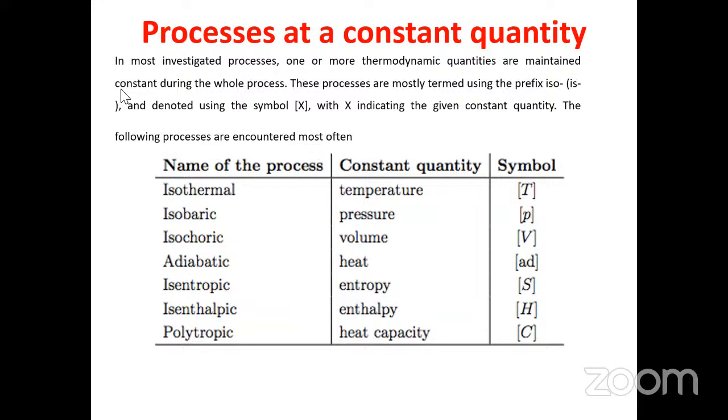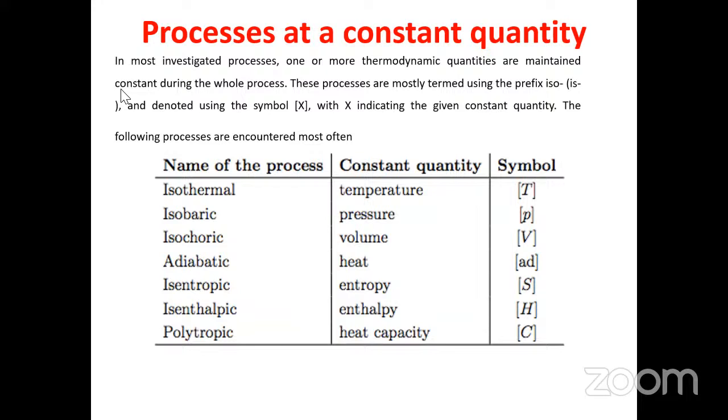So the processes at constant quantity now. In most investigated processes, one or more thermodynamic quantities are maintained constant during the process. So these processes are mostly termed using the prefix iso, denoting using the symbol X, with X indicating the given constant quantity.